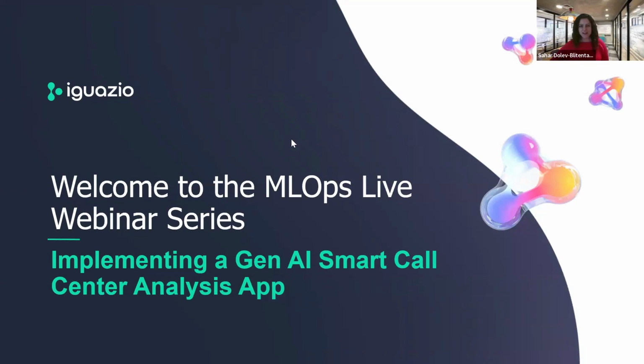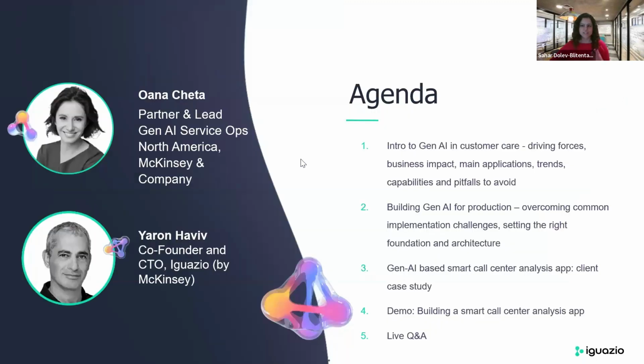My name is Sahar. I'm the VP of Marketing at Iguazio, acquired by McKinsey, so now part of McKinsey. And today we're going to be talking about implementing a Gen AI smart call center analysis app. It's a really interesting use case. We're seeing a lot of interest in this specific one from clients across verticals, and we're really here to discuss all of the different aspects of this topic with you today.